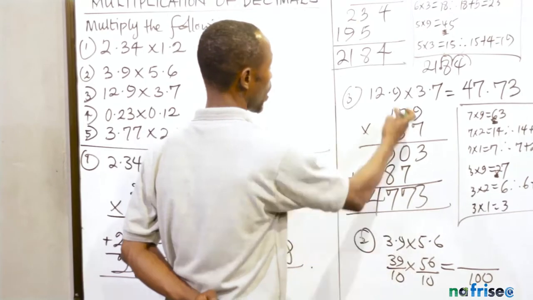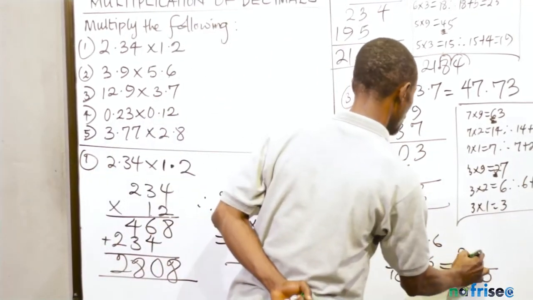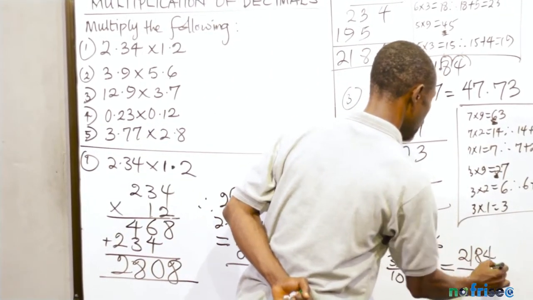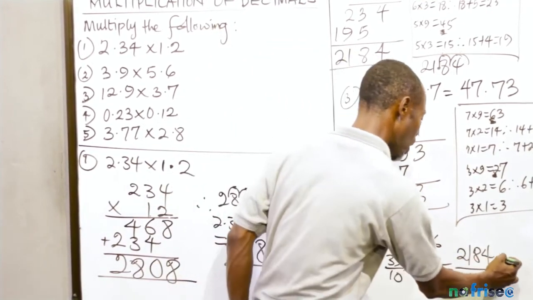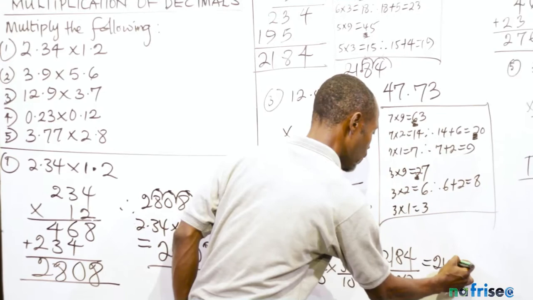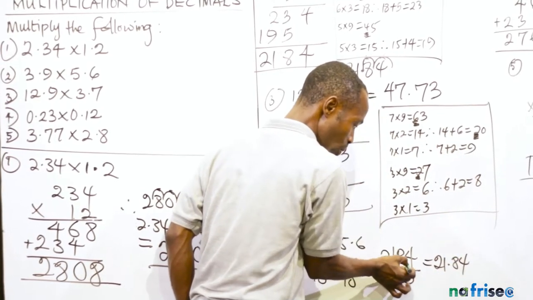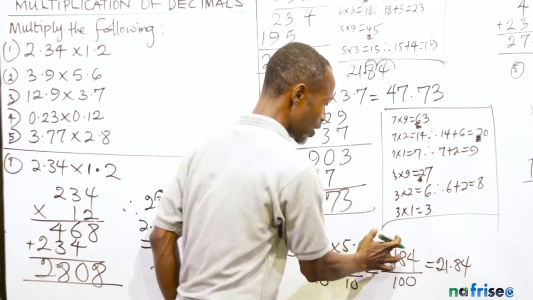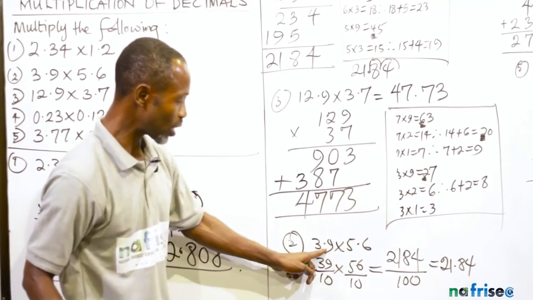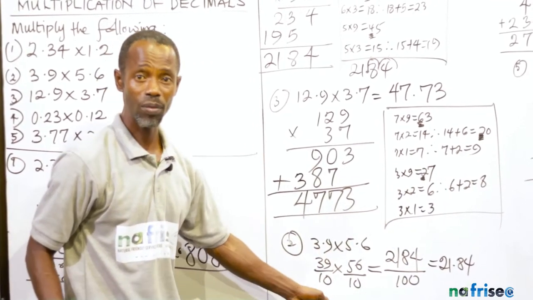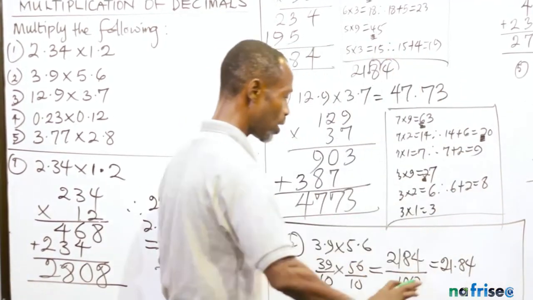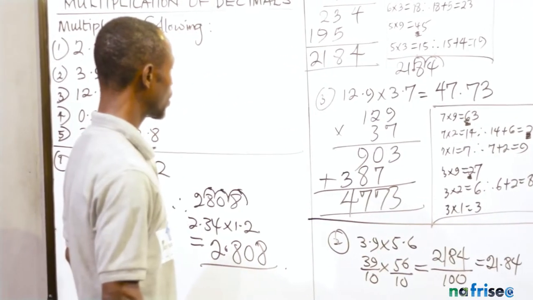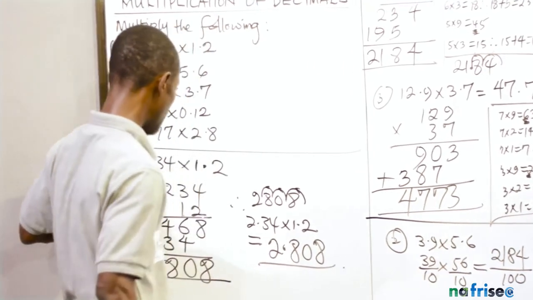39 times 56, I think we've done that before. This will give us 2184. Now, because we have 2184 and it's divided by 100, you still end up having your answer as 21.84 because of the 2 decimal places. You move 1, 2. That thing I was trying to say physically. If you can change the decimal numbers to fractions, giving them a denominator of 10, then you're safe and good also. So it's not just one method alone. That's for number 2.